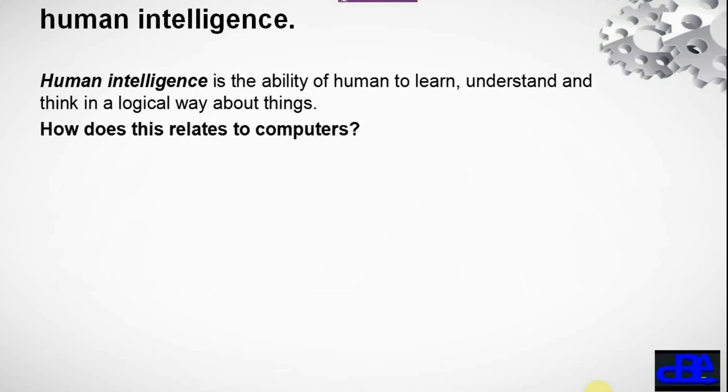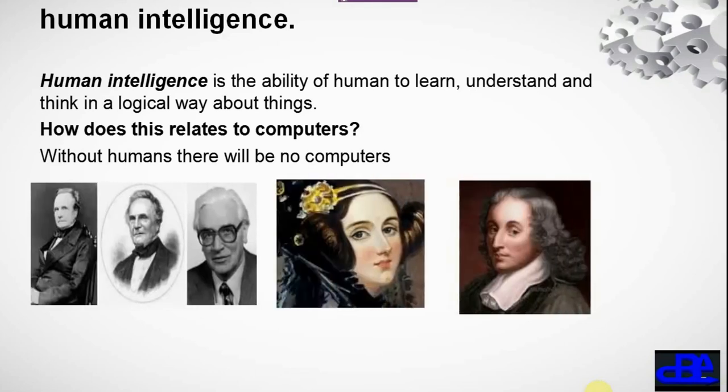So how does this human intelligence relate to computers? Well, we know that without humans there would not be computers. With the help of these three people, who are already dead but at least made history: the first person you see here is Charles Babbage, the father of the computer, then the mother of the computer, and the third one is Pascal.